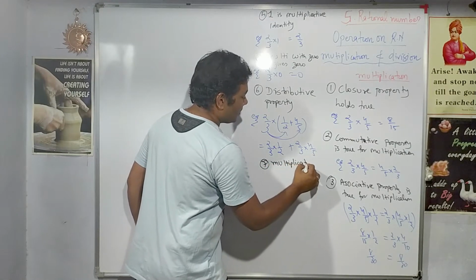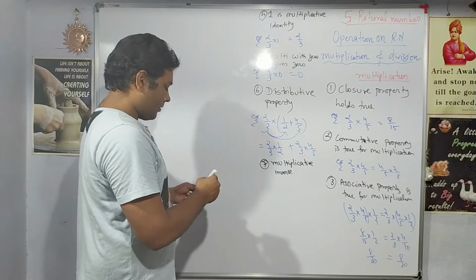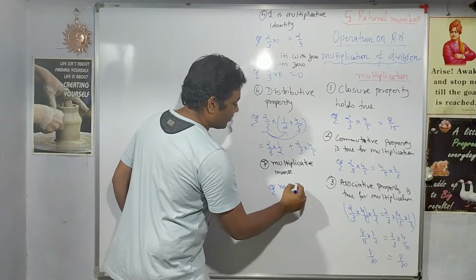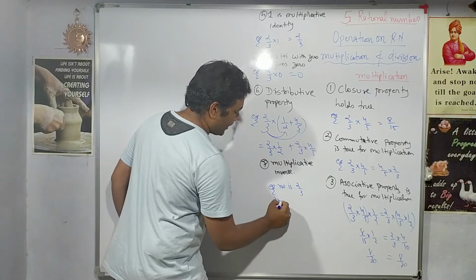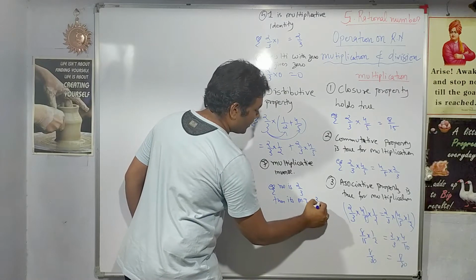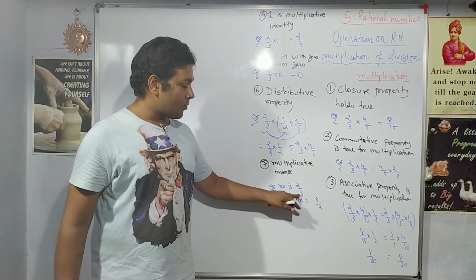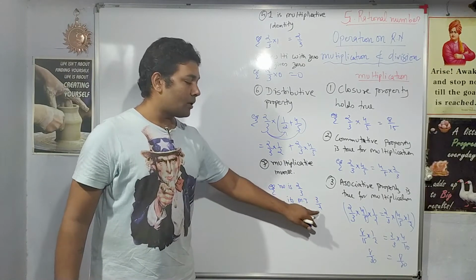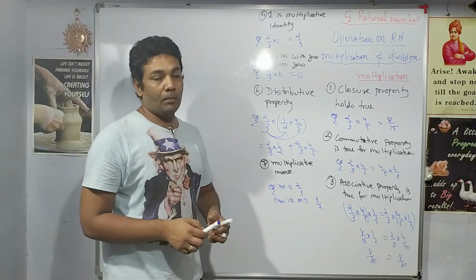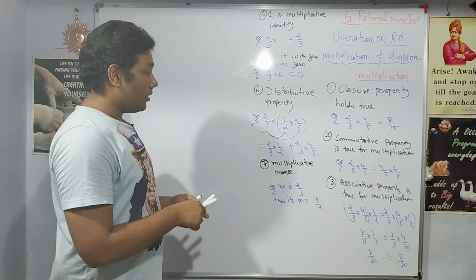What do we mean by multiplicative inverse? Again it is simple. Let us take an example. If the number is 2 by 3, then its multiplicative inverse will be 3 by 2. The denominator becomes the numerator and the numerator becomes the denominator. Just reverse the number. That is the meaning of multiplicative inverse. So these are the 7 properties which are important for multiplication.